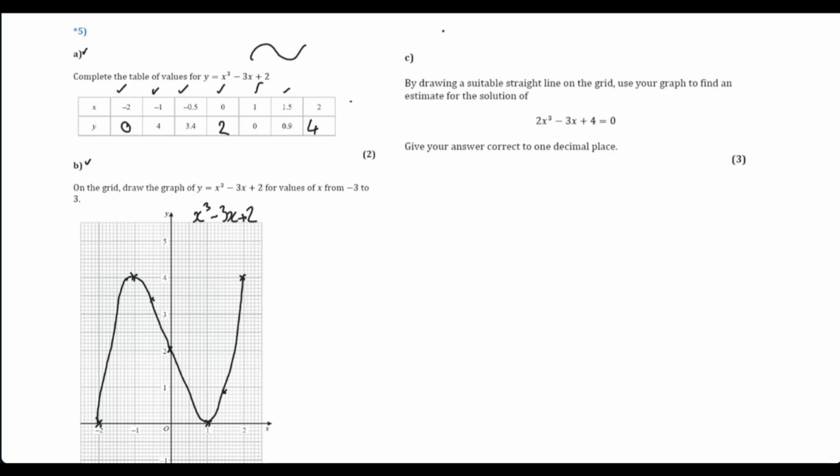Part C. Now this question causes a lot of confusion. By drawing a suitable straight line on the grid, use a graph to find an estimate for the solution of a different cubic equation. Okay, so our cubic equation here is 2x cubed minus 3x plus 4 equals 0. And it says estimation is to be one decimal place. How we do this is you want to treat this as your target. So this is our target function.